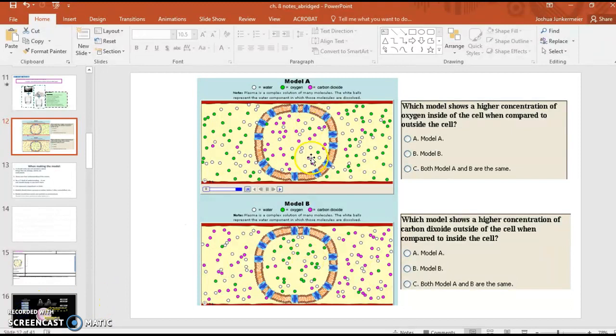Model A or B, which one contains more carbon dioxide on the outside of the cell? This is the inside, this is the outside, this is the inside, this is the outside. Which one has more of the carbon dioxide or pink particles dissolved? Is there more dissolved on the inside or outside? Which one has more on the outside? I'm sorry, on the inside.